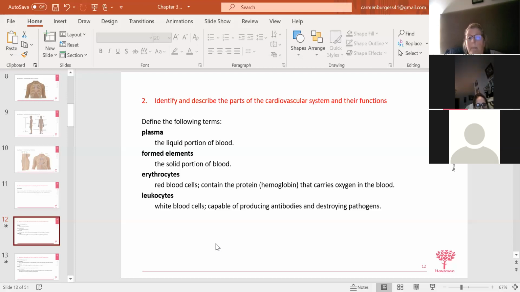Leukocytes, those are just white blood cells. So you'll know if you see that. White blood cells do what? They destroy pathogens. They produce antibodies. They help fight infection.